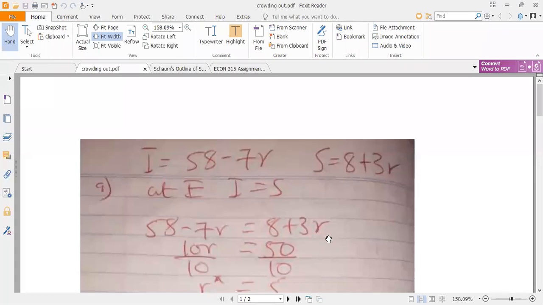Right, so the question gave us, this is just about the loanable funds market. We're given investment, okay? This is the investment function, and then this is the savings function. So initially, we're supposed to find the equilibrium interest rate, which we can all do. To ensure equilibrium, investment must be equal to savings.